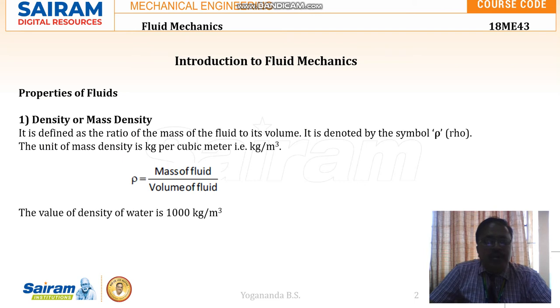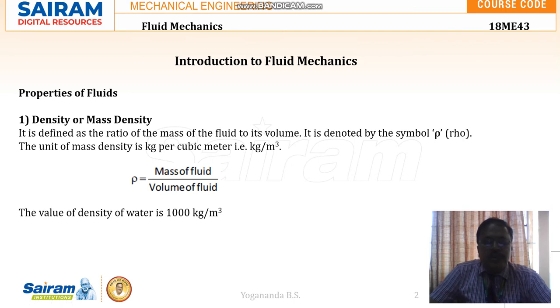Starting with the properties of fluids. So the first property is density, also called mass density. In simple words, we can say the density of any fluid is the ratio of the mass of the fluid to the volume of the fluid. It is denoted by the symbol rho.